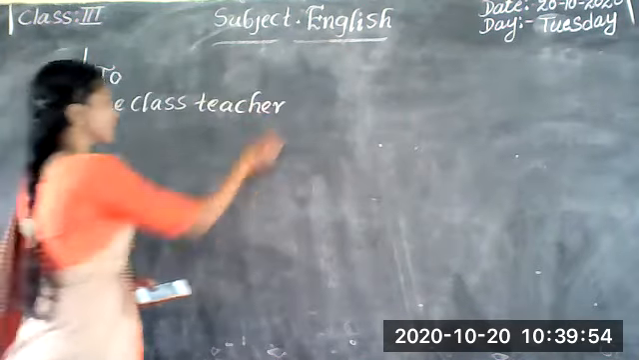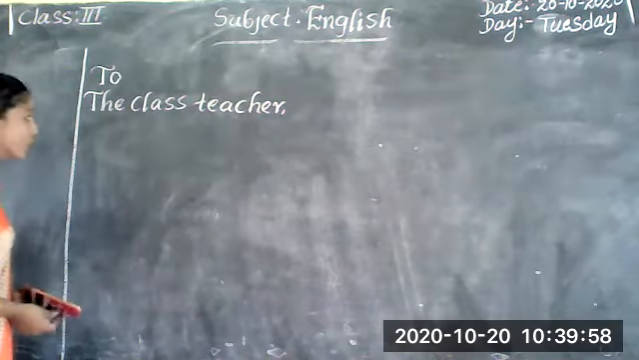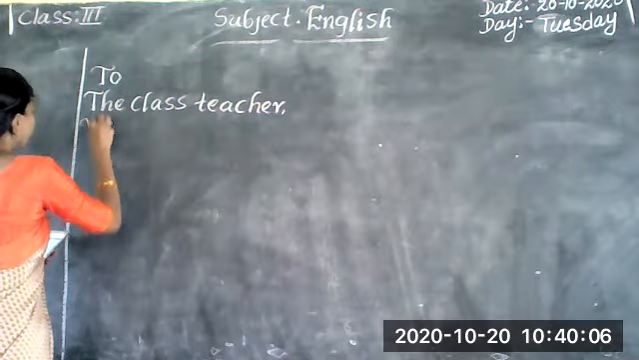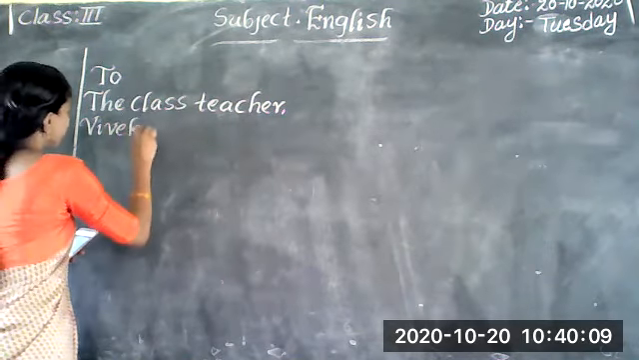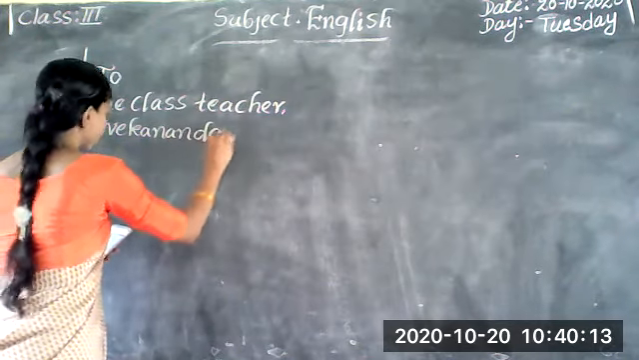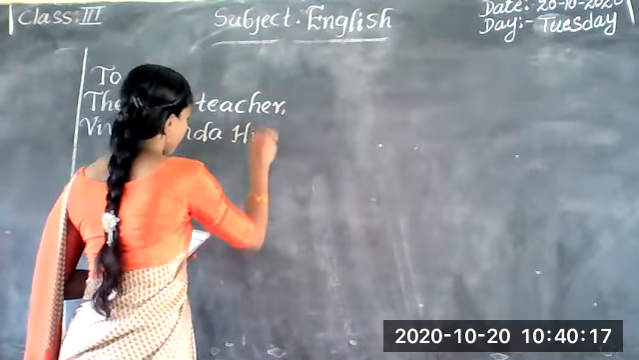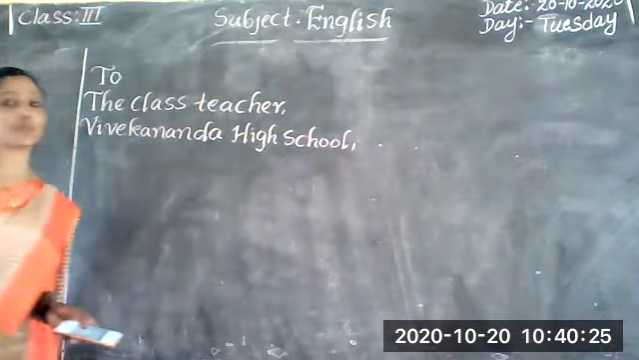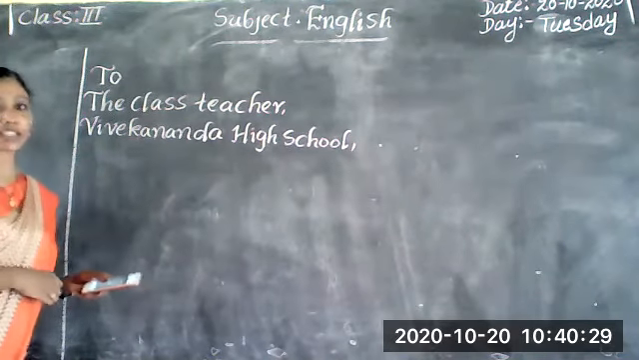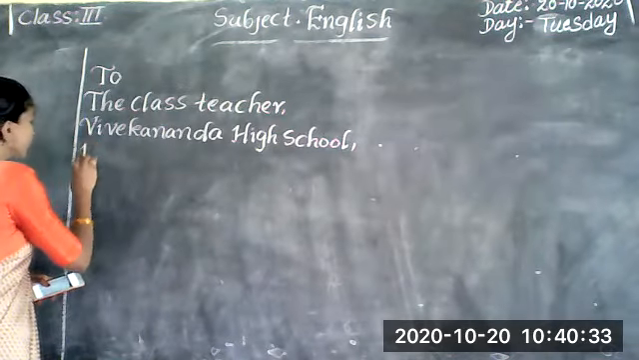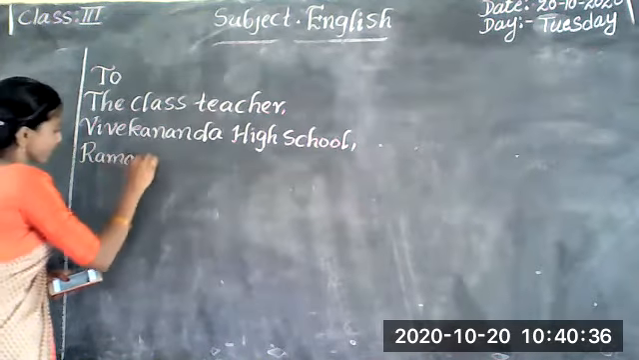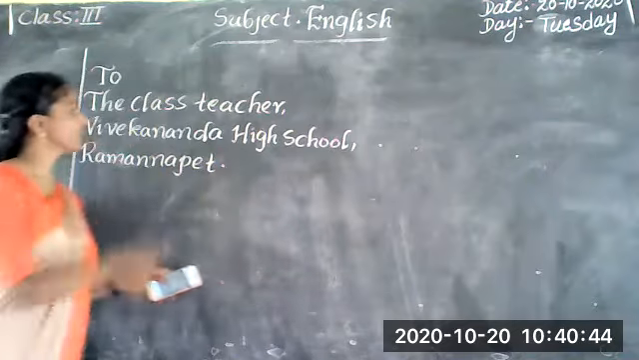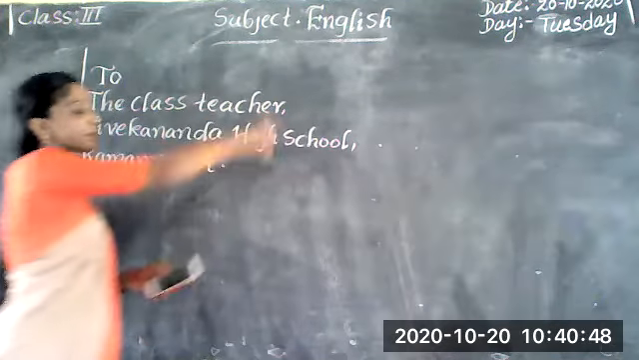After writing the class teacher, you must put a comma. Next, where is she working? She's working in your school, so you have to mention the school name here: Vivekananda High School. After the school name, also put a comma. Next, where is the high school? It is in Ramannapet. You should mention the name of the village. Here this is completed, so we should put a full stop. This part is called the heading.